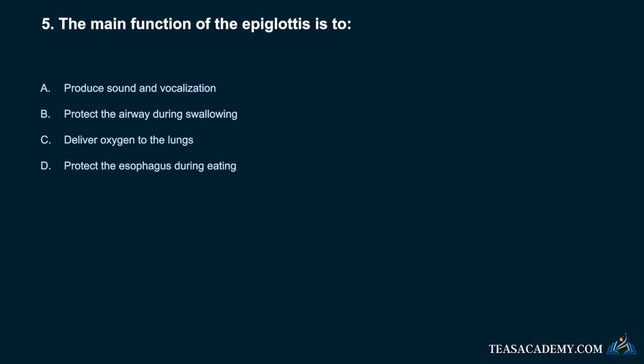5. The main function of the epiglottis is to A. Produce sound and vocalization. B. Protect the airway during swallowing. C. Deliver oxygen to the lungs. D. Protect the esophagus during eating. Correct answer, B. Protect the airway during swallowing.